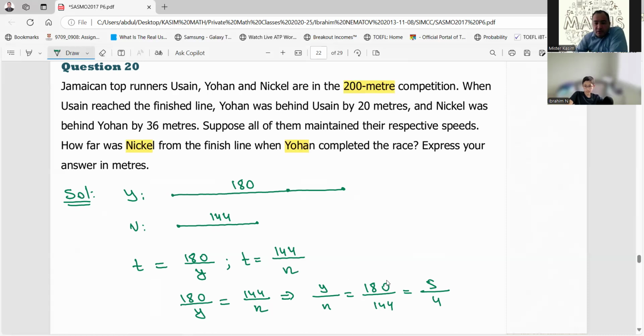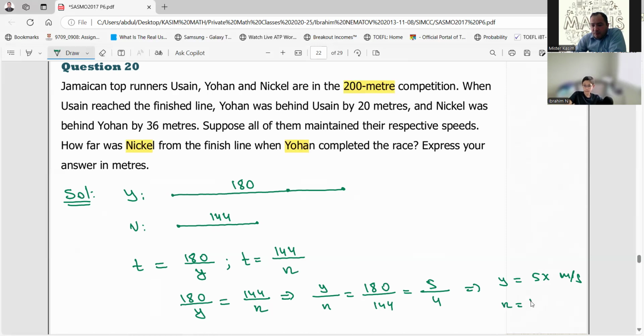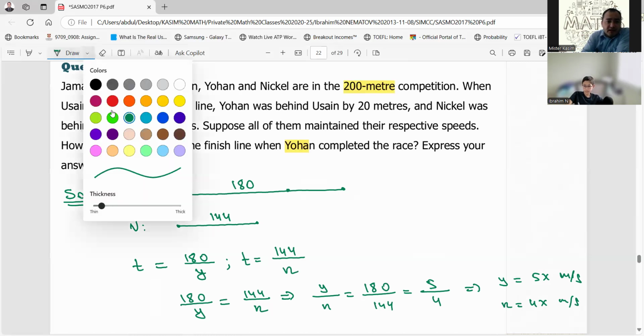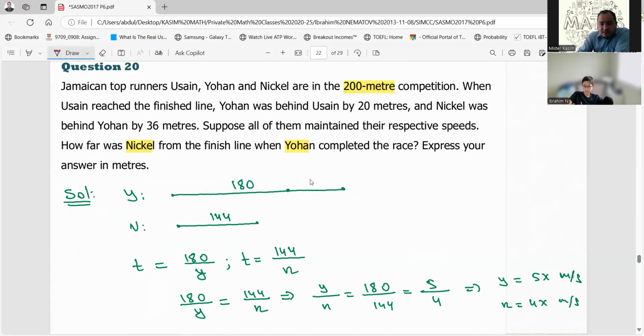Okay. So Ibrahim, now from here, that means that y is equal to 5x, let's say meters per second, and the time doesn't matter, and n would be 4x meters per second, right? Okay, done. That's the most important step. Now, what is the remaining distance? It is 20, right? So this 20 is equal to Johan's speed, that is 4x, times some time, that is t, right? So from this relationship, I can find what x times t is. That's equal to 5.